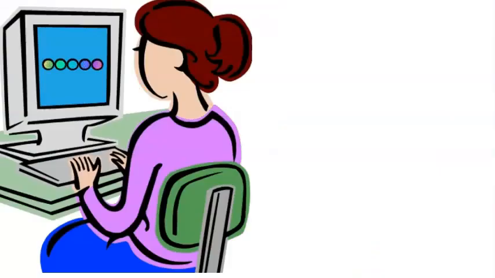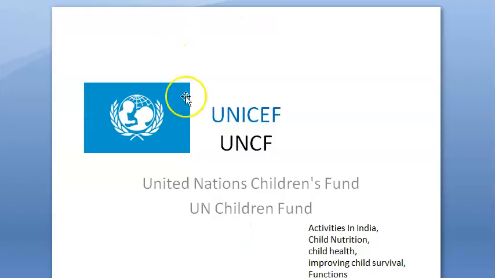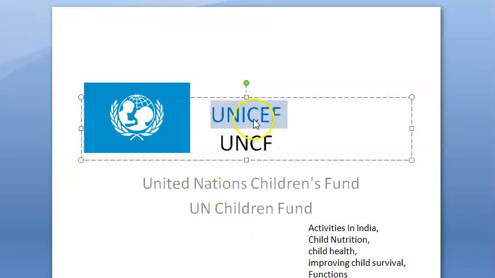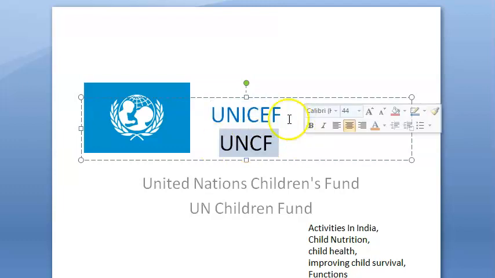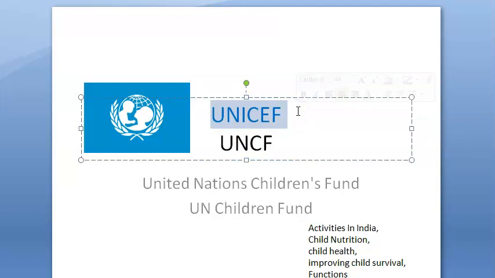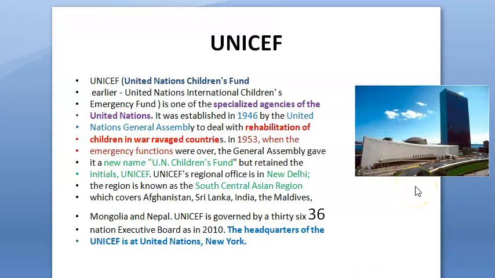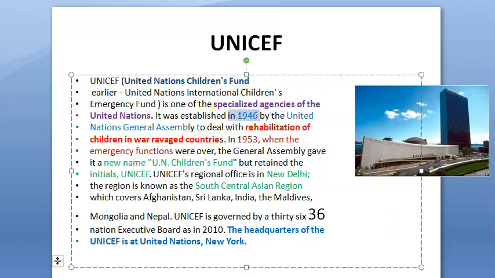Let's take a recap of what we have seen in this video on UNICEF. UNICEF was earlier the United Nations International Children's Emergency Fund. Once they finished the emergency activities, because it came after the war, they wanted to rehabilitate the children. Once the emergency situation was over, in 1953, it became the United Nations Children's Fund. But they still retained the beautiful short form UNICEF. Okay, so in the exam, they will ask you activities in India, etc. So just write all this. When was it established? 1946. For rehabilitation of children in war-ravaged countries. In 1953, the emergency functions were over. The new name United Nations Children's Fund was given, but the initials were retained.